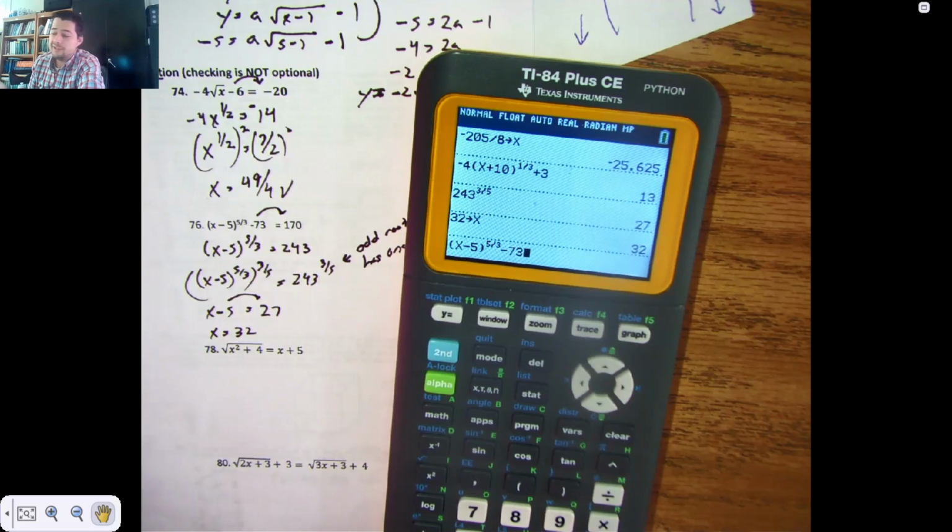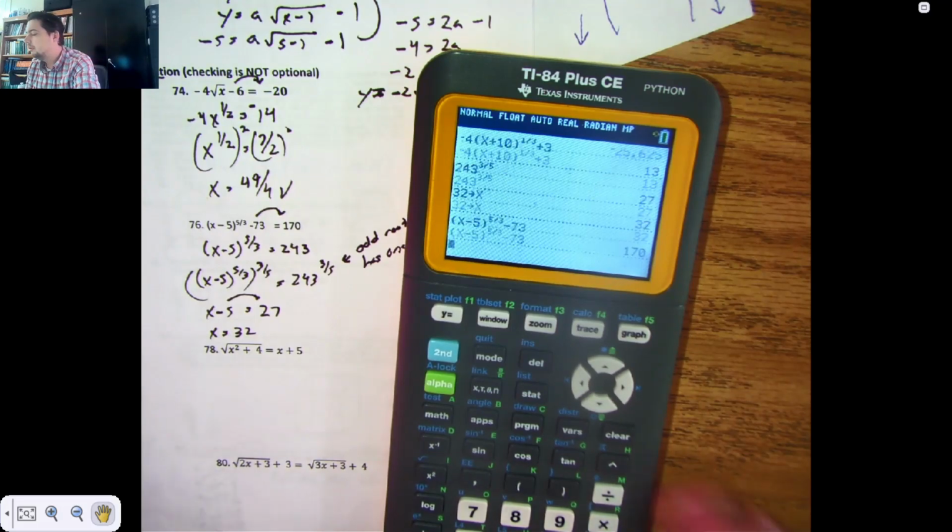By the way, that's a great standardized test skill. If you're taking a multiple choice test, plug in answers. 170. Awesome. Ain't made a mistake yet.